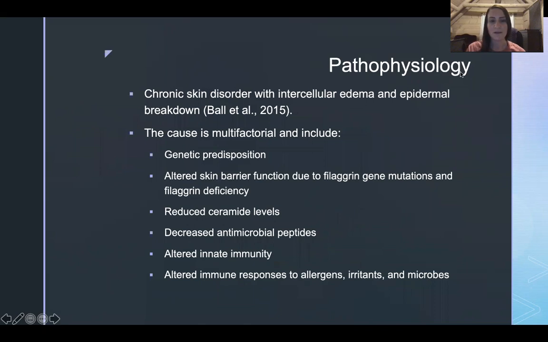Pathophysiology of eczema. It is a chronic skin disorder with intracellular edema and epidermal breakdown. The cause is multifactorial and includes genetic predisposition, altered skin barrier function due to filaggrin gene mutations and filaggrin deficiency, reduced ceramide levels, decreased antimicrobial peptides, altered innate immunity, altered immune responses to allergens, irritants, and microbes.